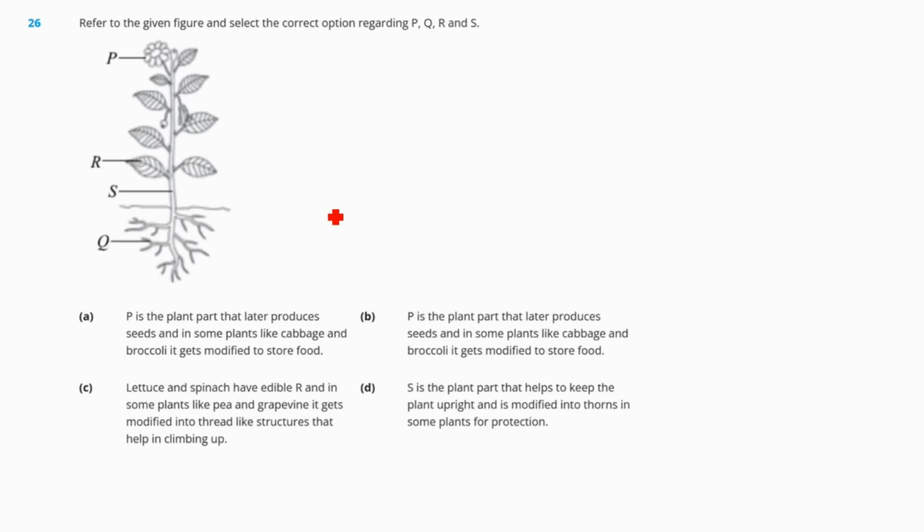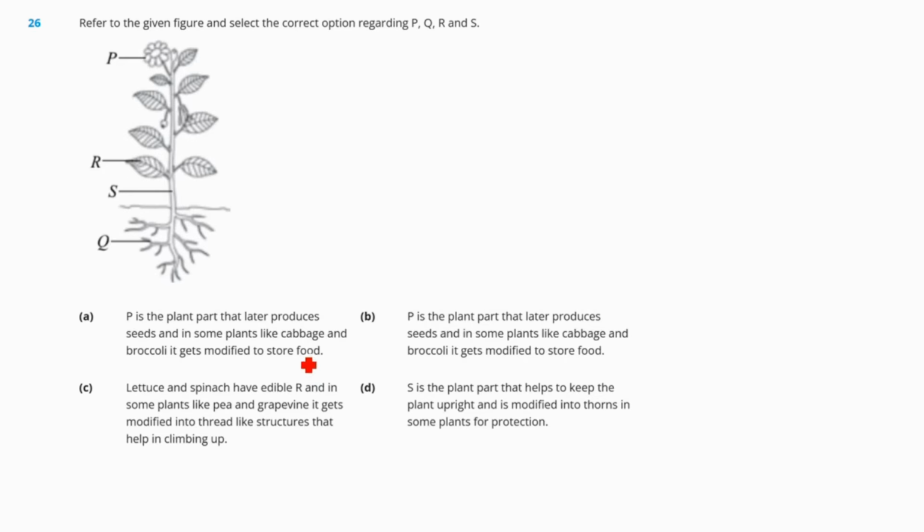Coming to the 26th question, refer to the given figure and select the correct option regarding P, Q, R, and S. So P, you can see it is a flower, R is the leaf, S is the stem, and Q is the root. Let's see the options. P is the plant part that later produces seeds, and in some plants like cabbage and broccoli, it gets modified to store food. This is a wrong statement.